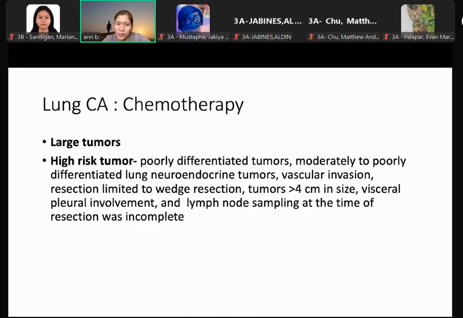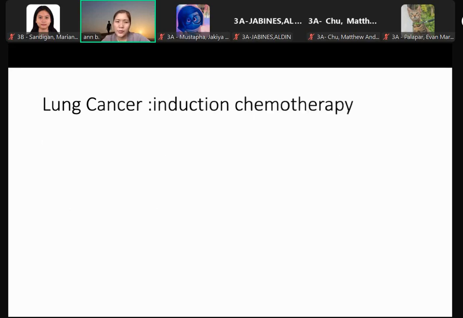very unresponsive to chemotherapy. High-risk tumors, when we say high-risk, are the poorly differentiated tumors, moderately to poorly differentiated lung neuroendocrine tumors with vascular invasion, resection limited to wedge resection, tumors greater than 1 centimeter in diameter, visceral pleural involvement, and lymph node sampling at the time of resection that was incomplete. So that is what we say high-risk tumors.